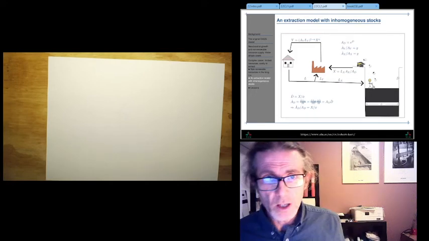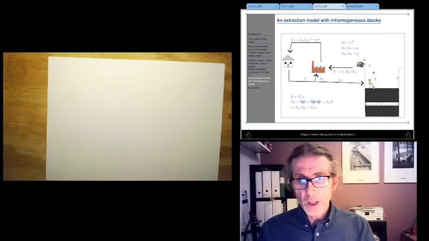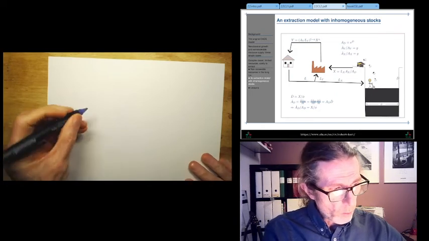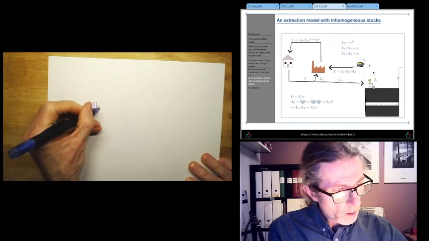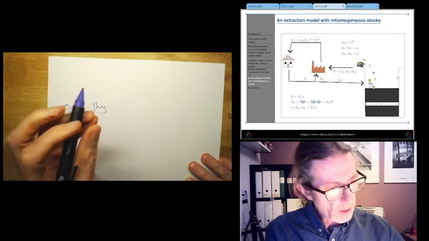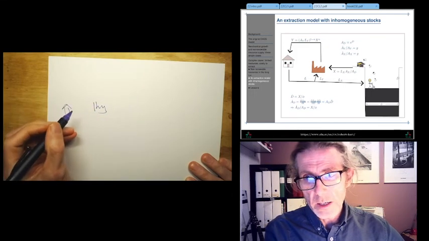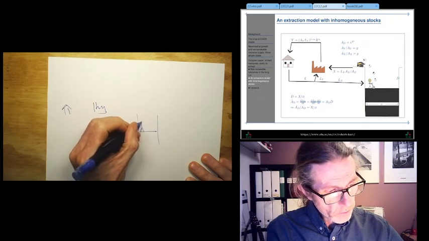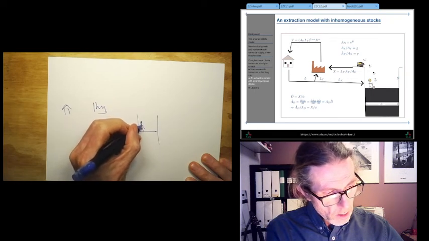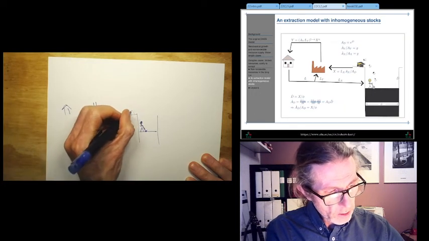Okay, so the full, more complicated model. What's going on? So again, we've got household, we've got a final goods sector, and we've got the mine, and we've got someone digging there. Sorry, I'm making a bit of a hash of this picture.